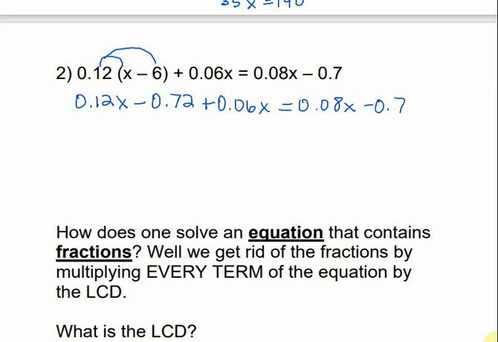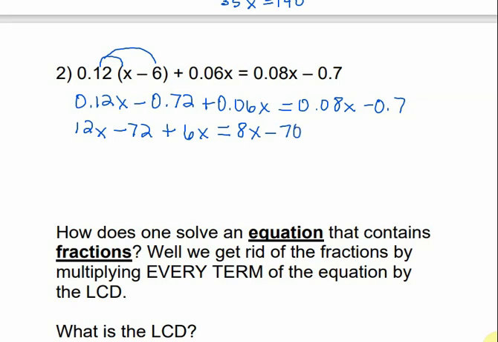Okay, so this has 2 decimal places, this has 2 decimal places, 2 decimal places, 2 decimal places, and 1 decimal place. So the most number of decimal places in any term is 2. So we're going to move the decimal 2 places to the right in every term. And that would give me 12x minus 72 plus 6x equals 8x minus 70.